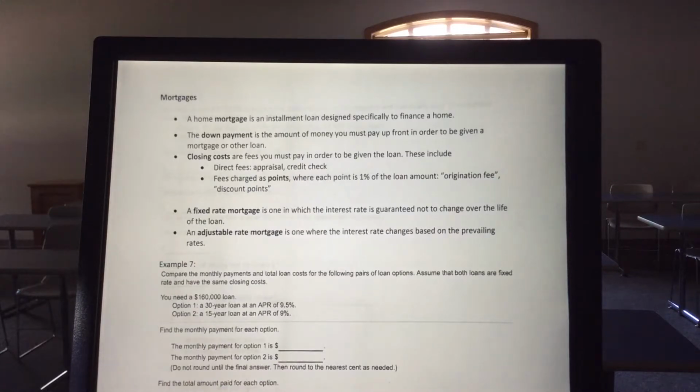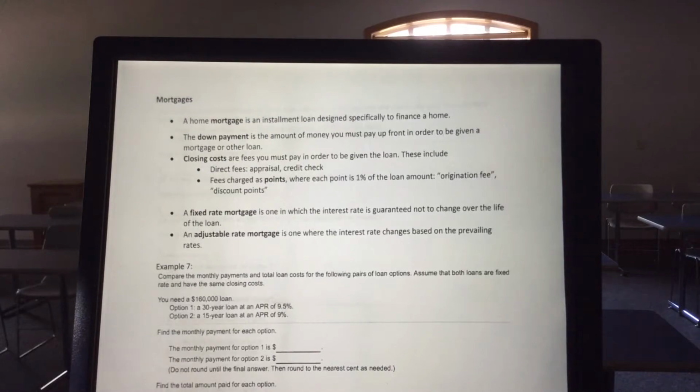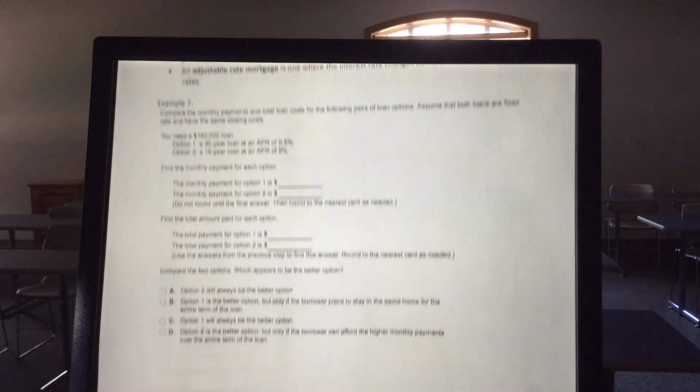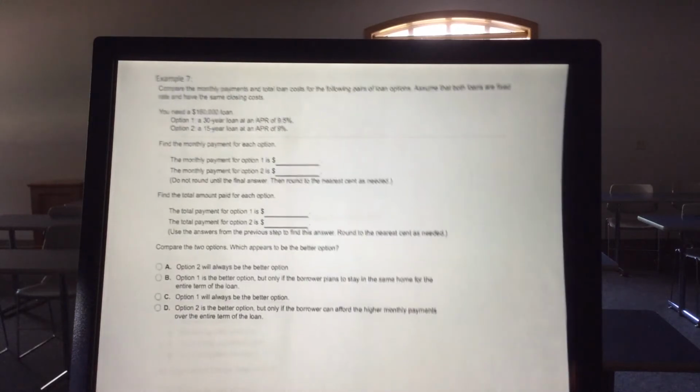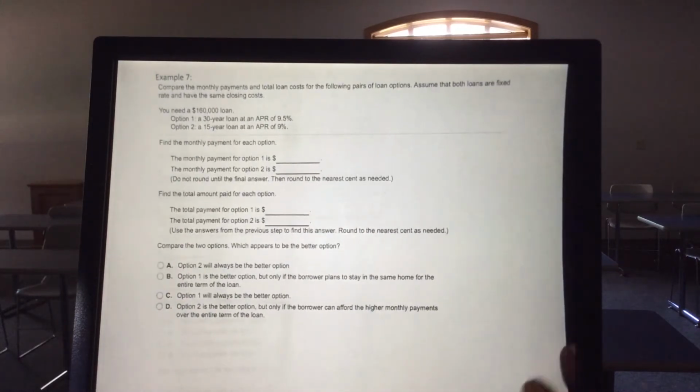That's the difference between a fixed rate mortgage and an adjustable rate mortgage. Okay? All right, now let's look at an example that is dealing with mortgages here. And there are two options here.